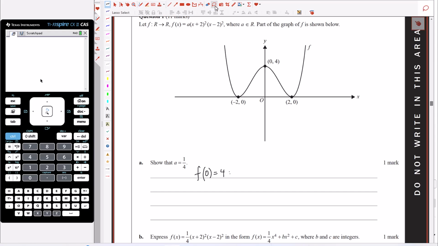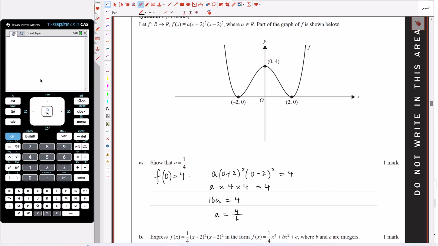Just move that over just for space. Okay, so f of 0 is going to mean a times 0 plus 2 squared times 0 minus 2 squared has to equal 4. So it's going to be a times 4 times 4 equals 4. So 16a equals 4. And so a is 4 on 16, which is a quarter. So don't forget in a show that question, you want to be really explicit about those steps. If this wasn't a show that, I might have jumped straight here and done the substitution and simplification in my head, but it's a show that. So I'm showing that I substitute zeros in place of the x's in the function.